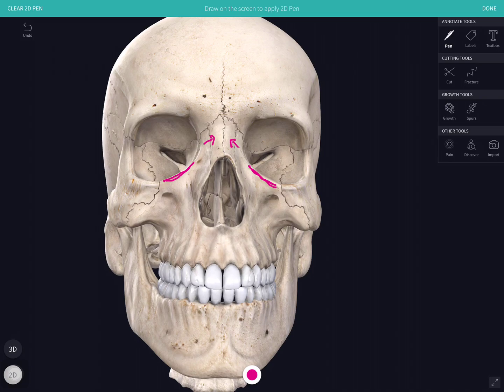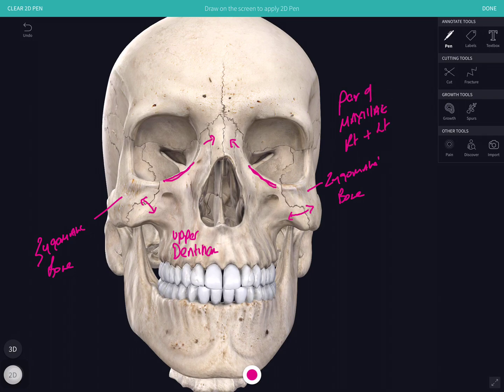We can see that the lower margin of the left and right maxilla holds the dentition, the upper dentition. And we can see here that the maxilla on both sides has a small projection which articulates with the zygomatic bone. And this is the zygomatic bone here. So that's the left and the right maxilla. We have a pair of maxillae, a right and a left.